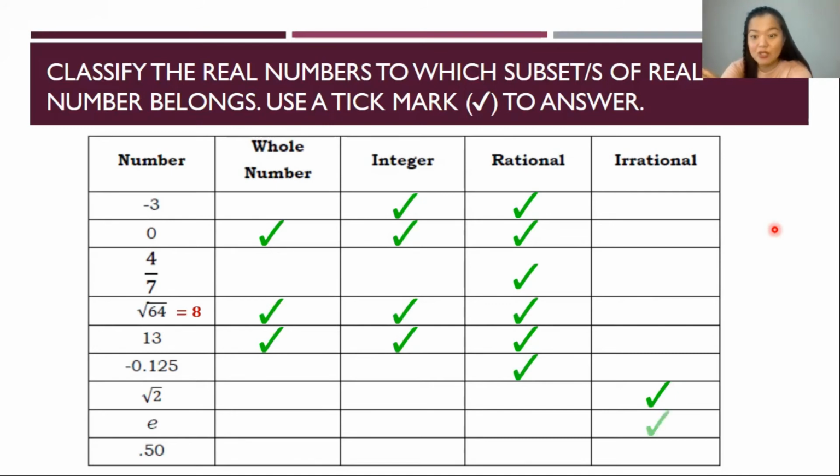And E is also an irrational number. We also have 0.50, and 0.50 is a decimal, so it is a rational number. Yan. So take note yung relationship dito. Pag whole number siya, integer na rin siya, at rational na siya. So, magkakasama ito, magkakadugtong ito. So, pag na-check mo na dito, tuloy-tuloy na hanggang sa rational. But never be irrational. Yun.